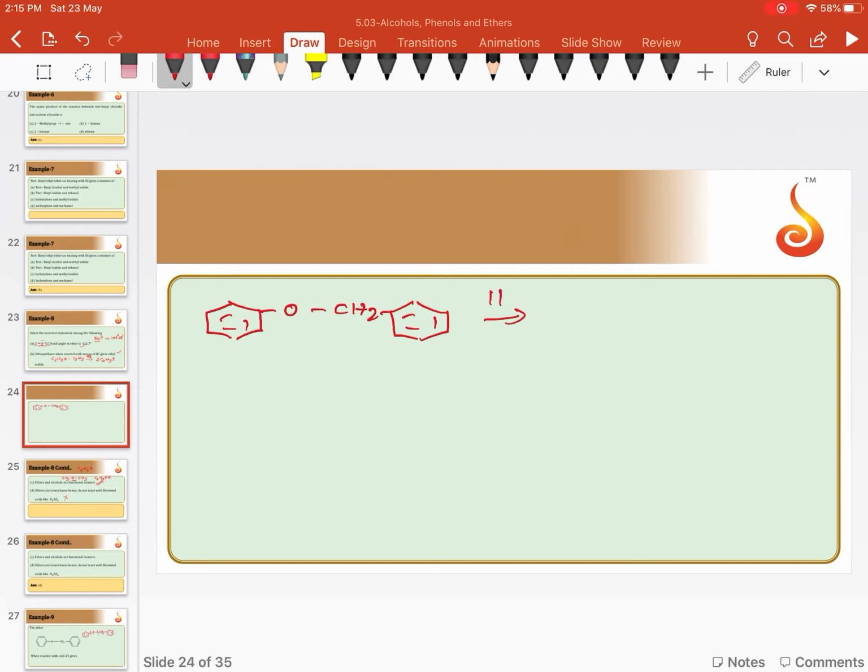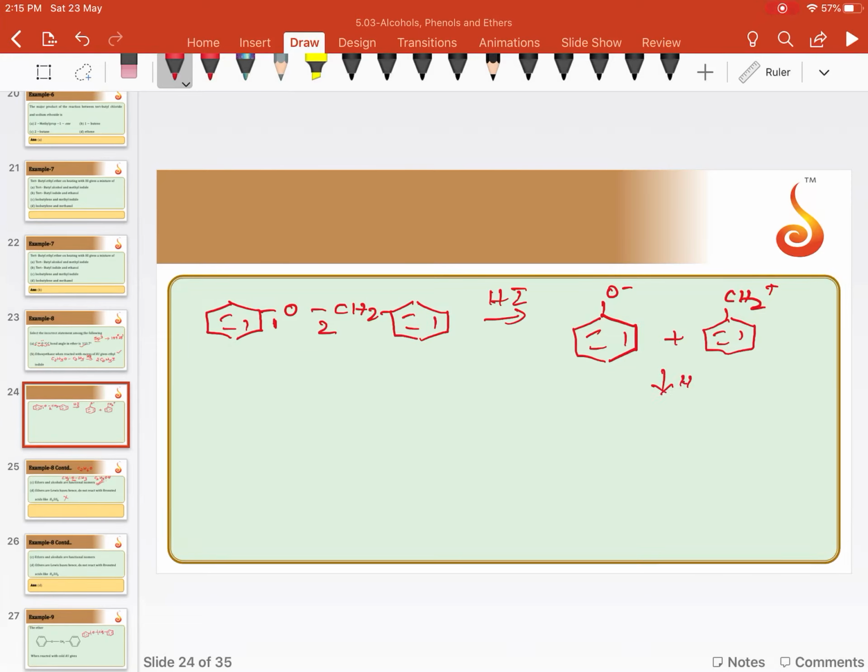When this compound is treated with hydrogen iodide, either bond number 1 can be cleaved or bond number 2 can be cleaved. So now let us see what are the products obtained when bond number 2 is cleaved. If bond number 2 is cleaved, I will get phenoxide ion and benzyl carbocation. I will get two intermediates, phenoxide ion and benzyl carbocation.